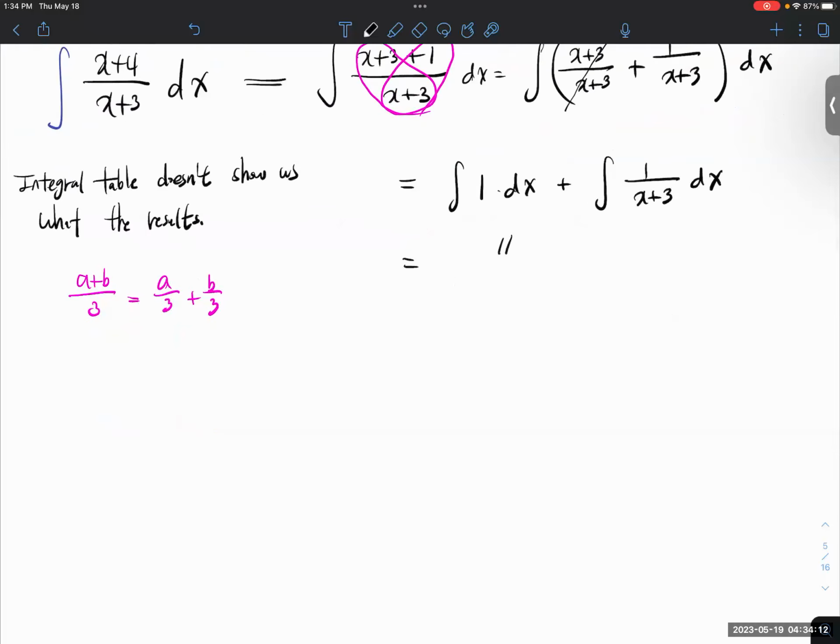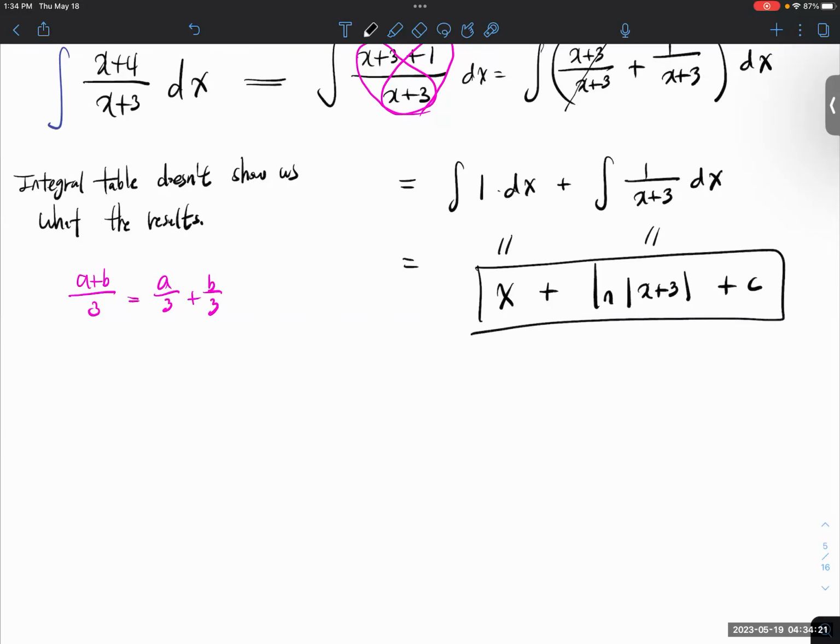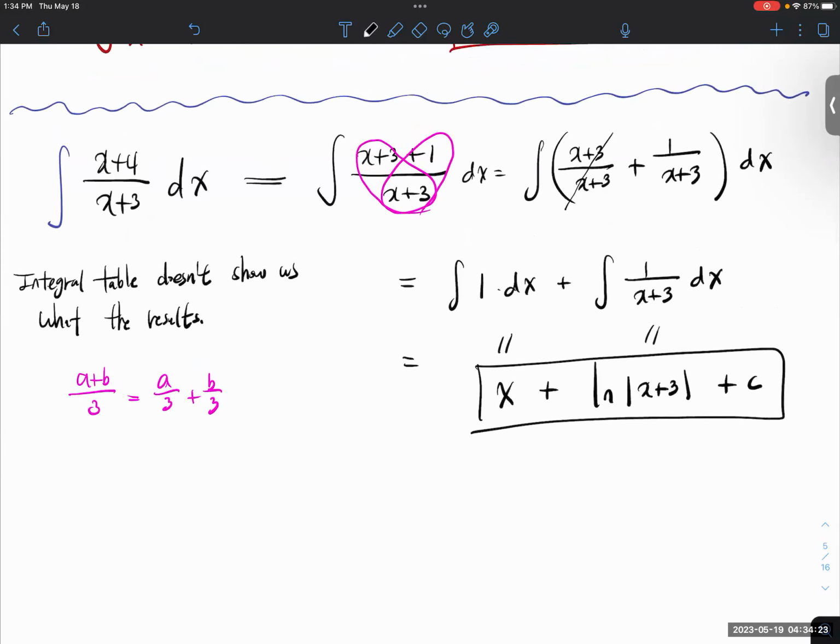We know that this is going to be x. This is ln absolute value x plus 3. We can get the answer in a shortcut. So there are many ways you can think about how to find the partial fraction. (x plus 4) over (x plus 3) has two partial fractions, 1 plus 1 over (x plus 3). So I literally take the integral of their partial fractions. So that's how you can do it.